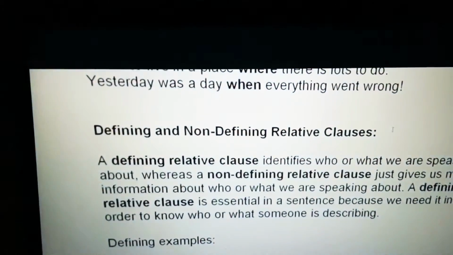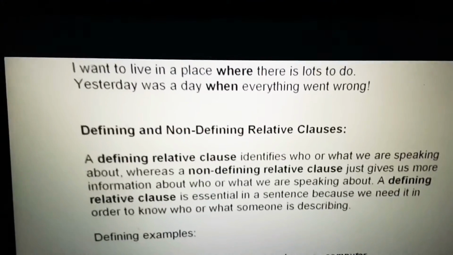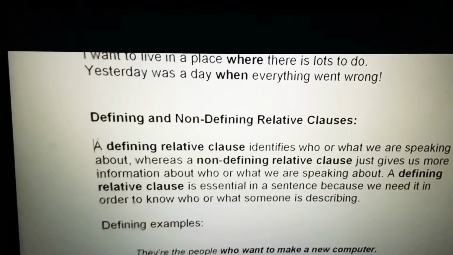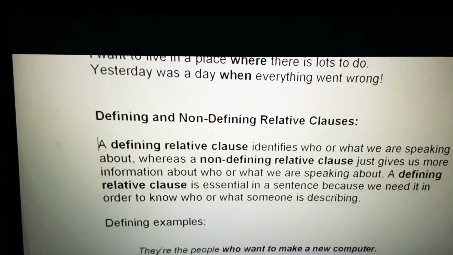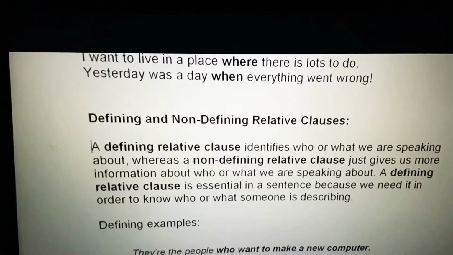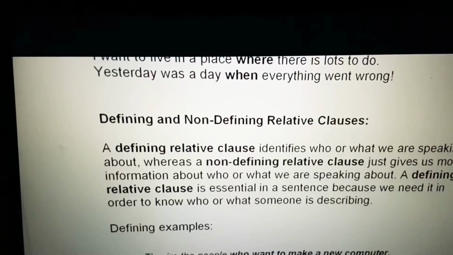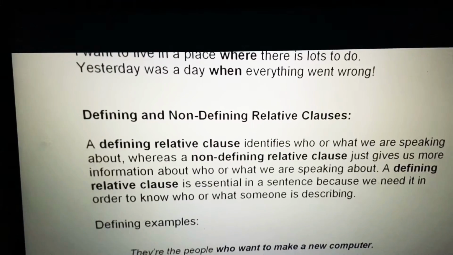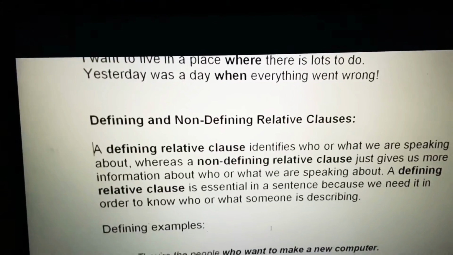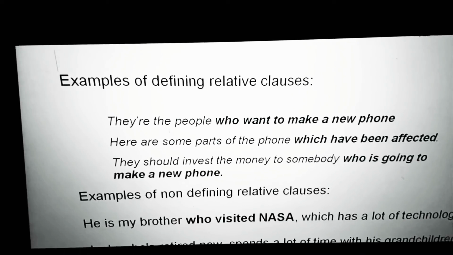Okay, so going on next, we have two types of relative clauses, defining and non-defining relative clauses. A defining relative clause identifies who or what we are speaking about. And a non-defining relative clause just gives us more information about who or what we're speaking about. A defining relative clause doesn't have commas, and a non-defining relative clause does have commas. Examples of defining relative clauses.